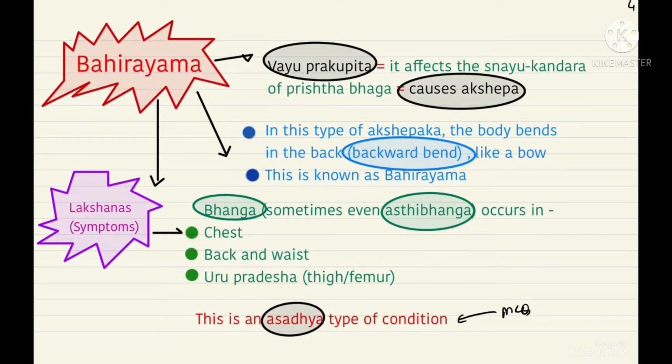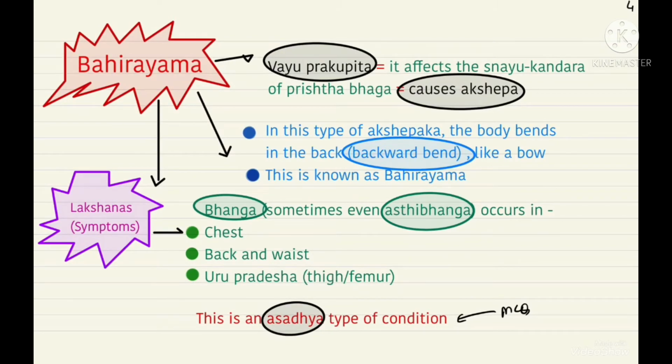So this results in Akshep or convulsions. Now in this type of Akshepak, the body bends in the back direction, a backward bend, like a bow. The bow is the same, but it is in the backward direction, as if you are bending backwards, and that is why it is known as Bahirayam.